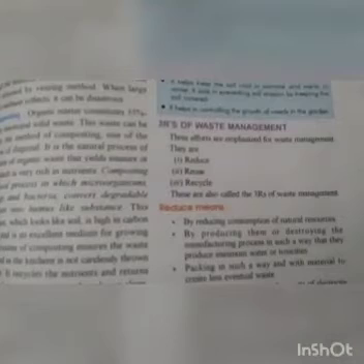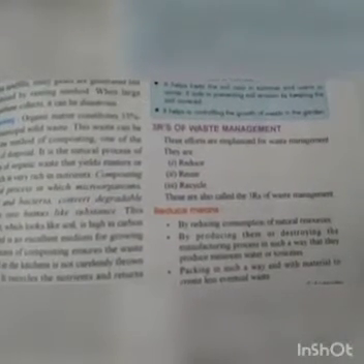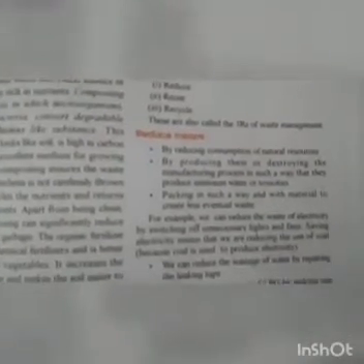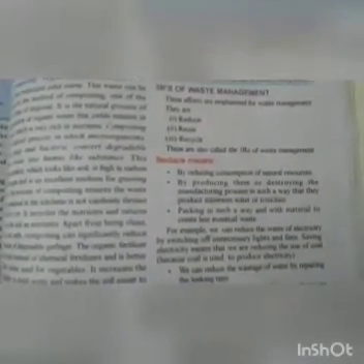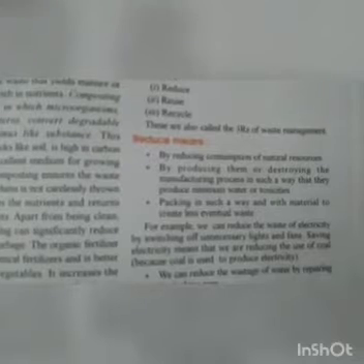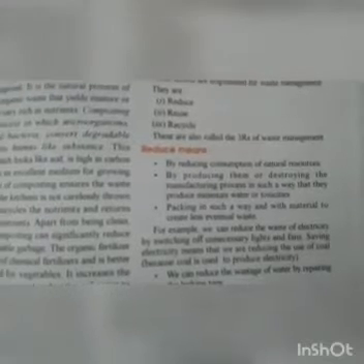3 R's of waste management. 3 efforts are emphasized for waste management. They are reduce, reuse, and recycle. So they are also called the 3 R's of waste management. So reduce means what? It's reducing consumption of natural resources by producing or manufacturing in such a way that they produce minimum waste or toxicities, packing in such a way and with material to create less eventual waste. So reduce means reducing the consumption of resources, right?